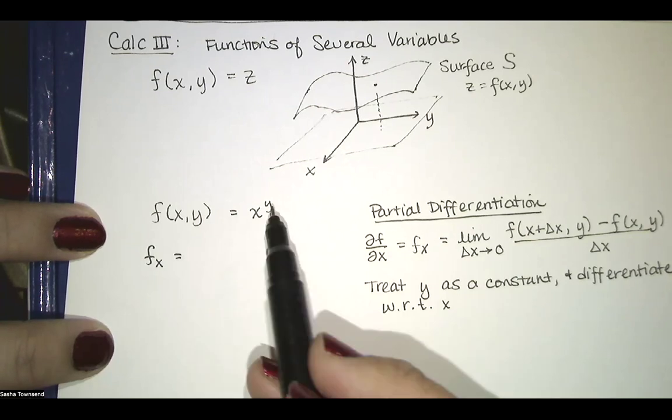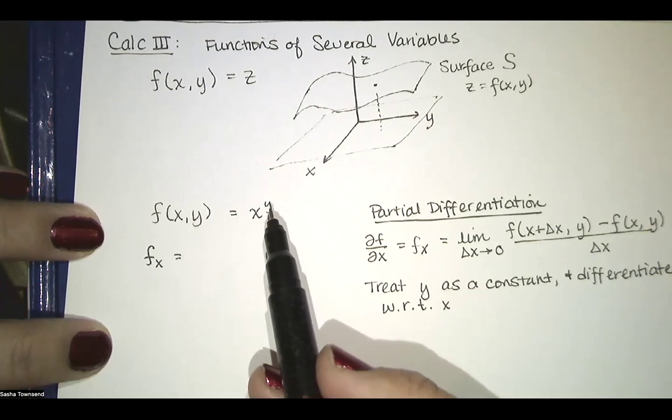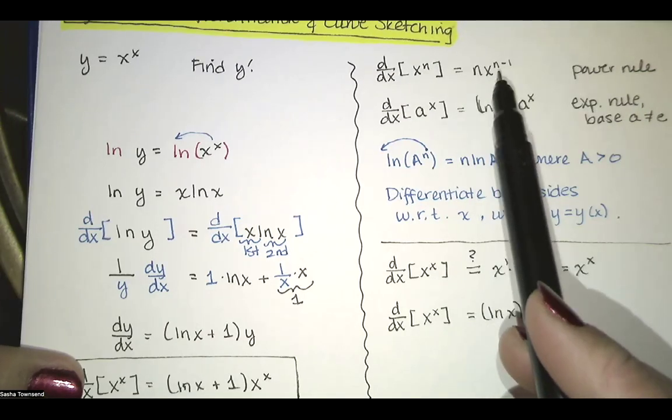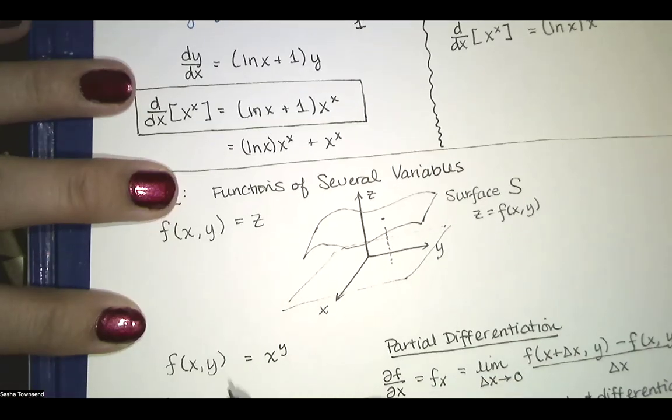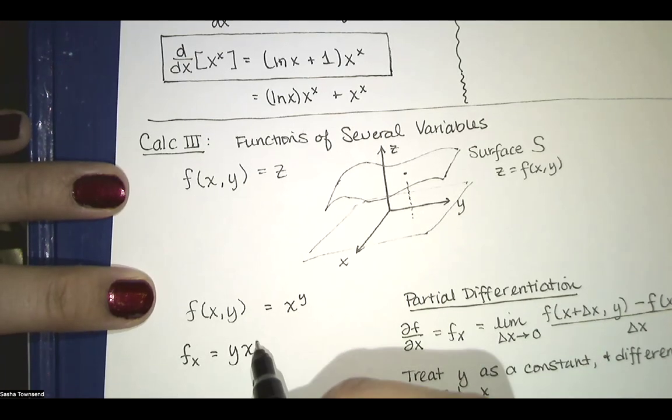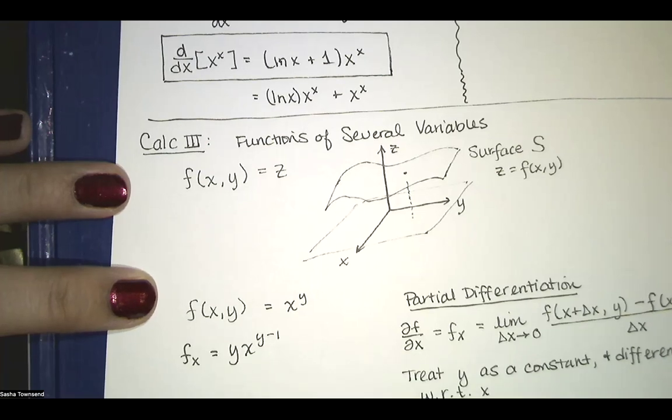Now, if I'm treating this y as a constant, when I take the derivative, I'm going to use the power rule, this rule that we talked about earlier. Bring the power down, multiply by x to the 1 less power. So the partial derivative of f with respect to x is y times x to the 1 less power.